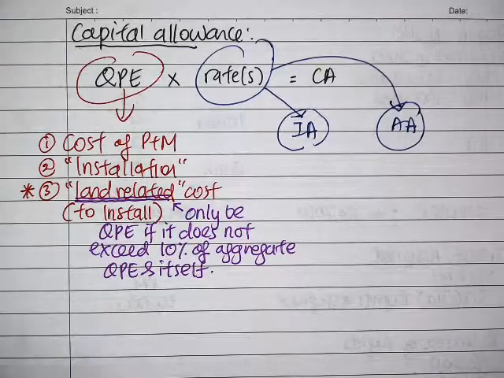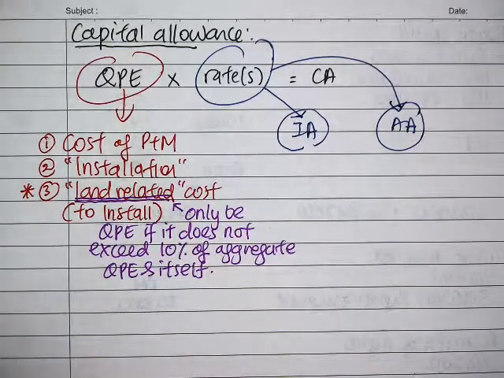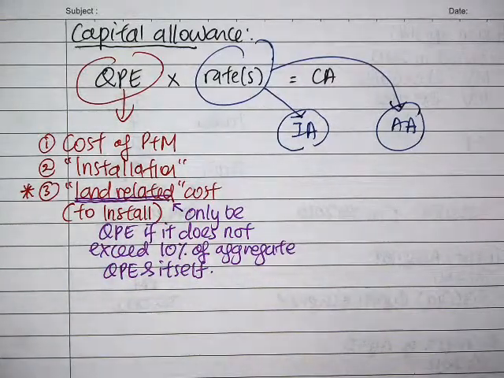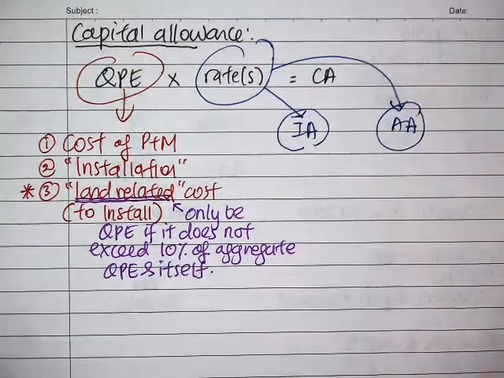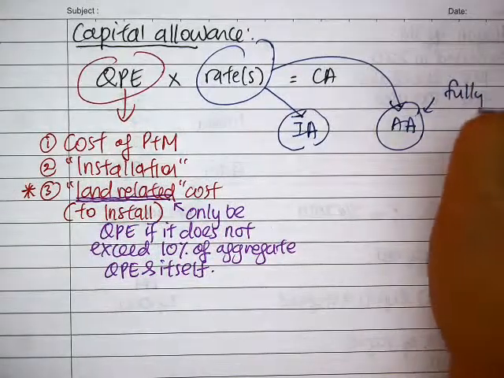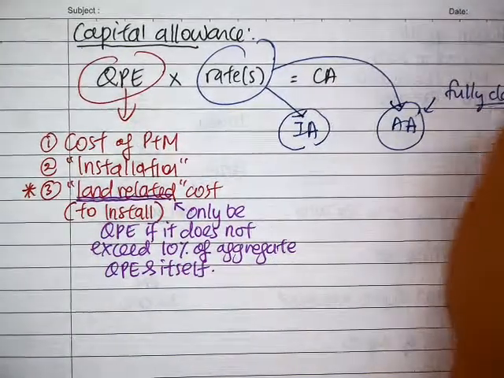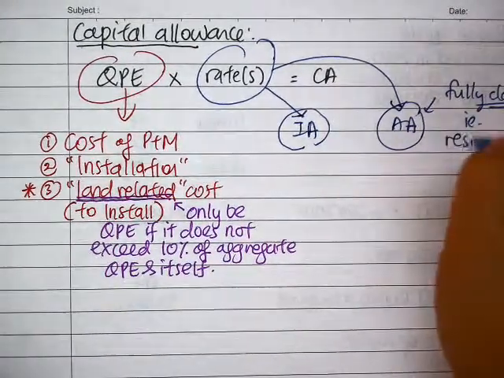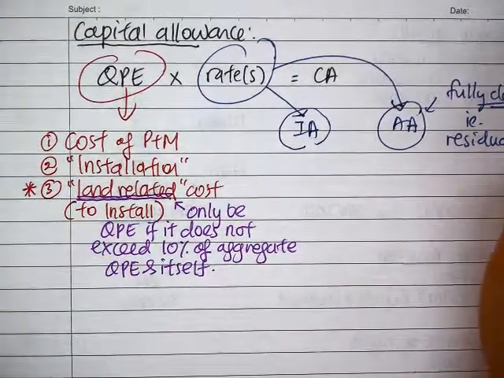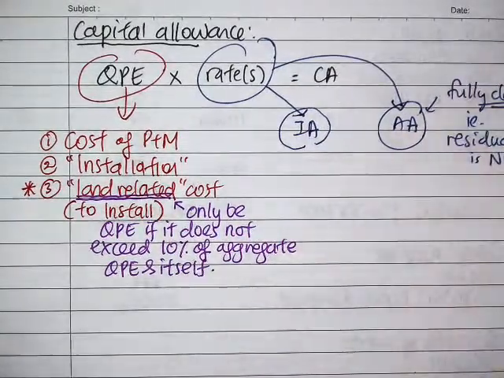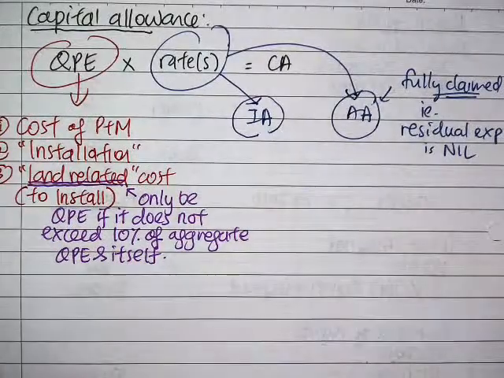Annual allowance is given every year. So you just claim until the asset becomes fully claimed. So fully claimed is what? Fully claimed means your RE becomes zero, correct or not? So you will claim until it becomes fully claimed, i.e. the residual expenditure is nil. Alright, that's called fully claimed.